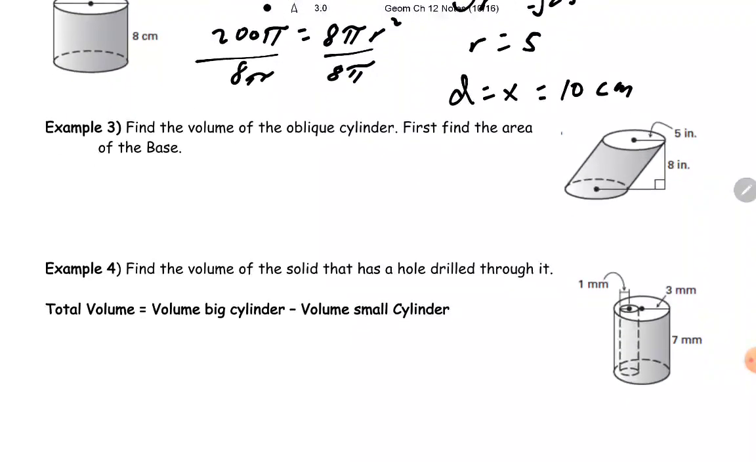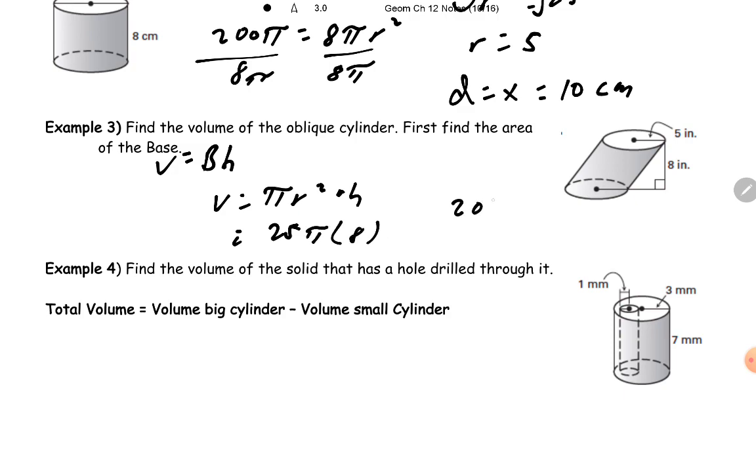Okay, find the volume of the oblique cylinder. So this is still area of the base times height for volume. So volume equals pi r squared times height, which is 25 pi times 8, which is 200 pi cubic inches.